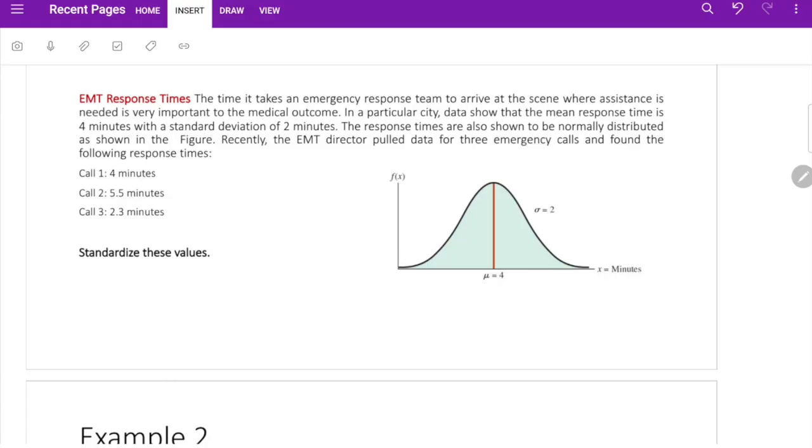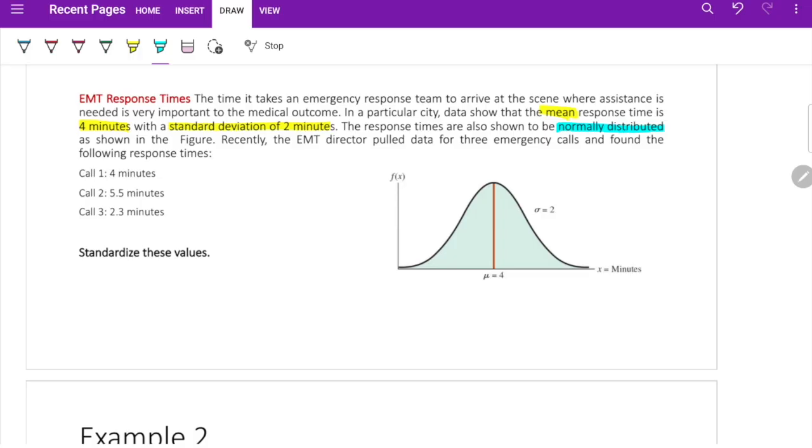The time it takes an emergency response team to arrive at the scene where assistance is needed is very important to the medical outcome. In a particular city, data show that the mean response time is 4 minutes. This is very important. Look at the key words. The mean is 4 minutes. Standard deviation is 2. Another important piece of information: the response times are also shown to be normally distributed.